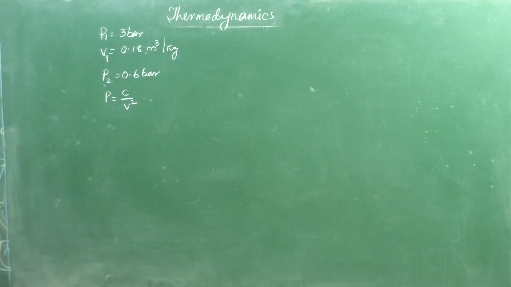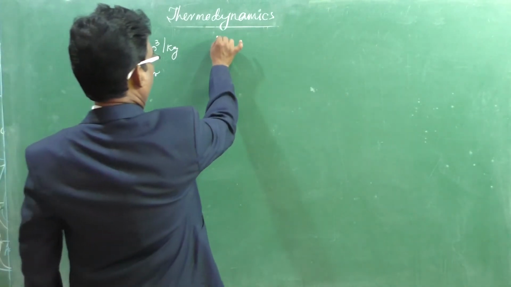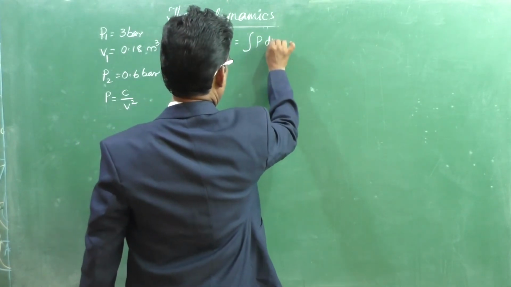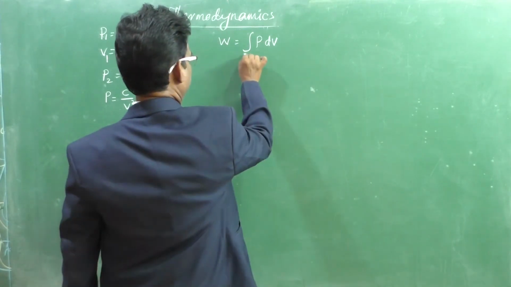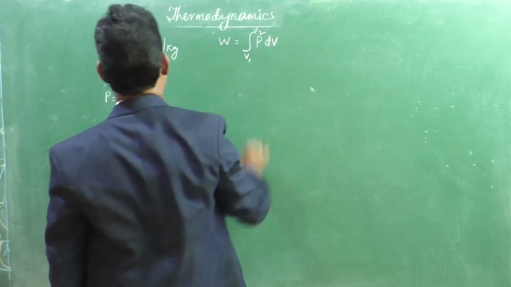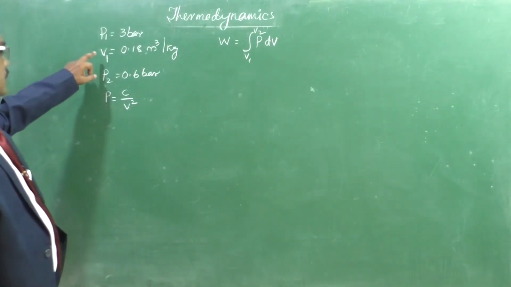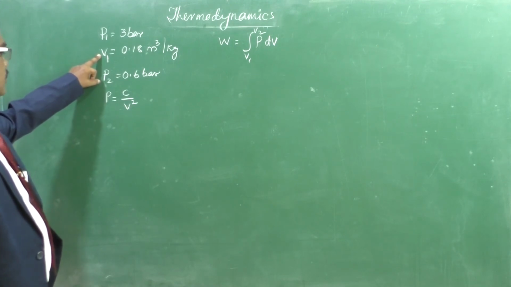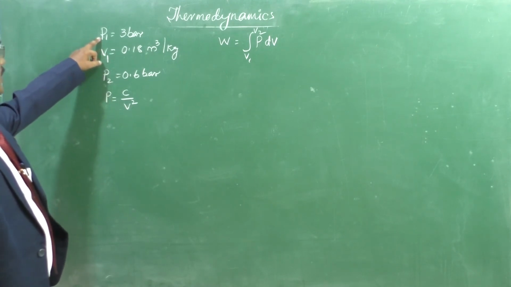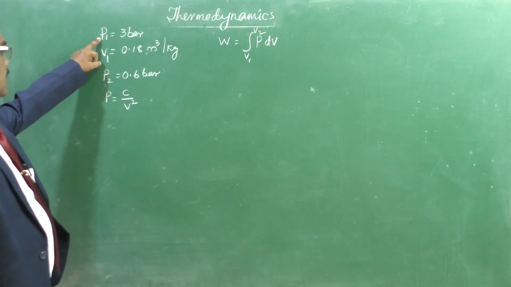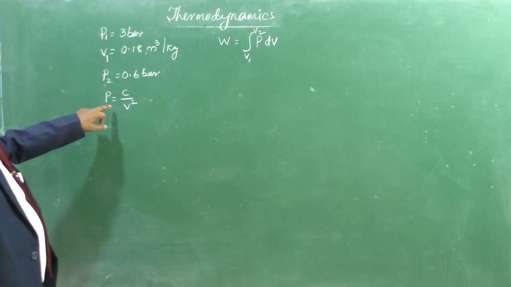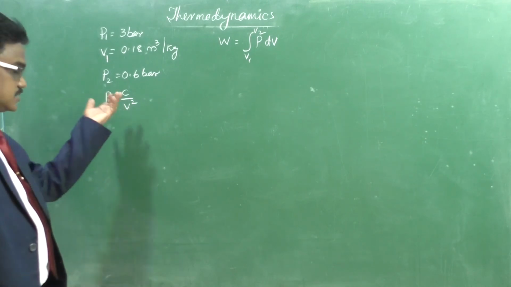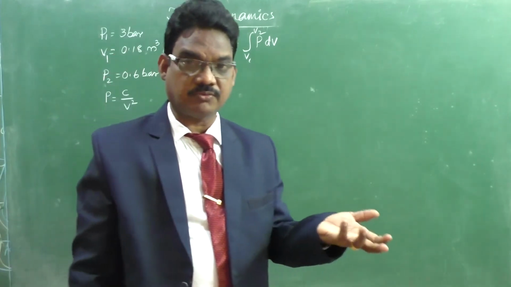Now W equal to integral P dV, we know within the limits of V1 and V2. V1 is given in the problem, and V2 is not given. Next, P1 is given in the problem. And the equation P equal to C by V square, that is also given. But C is not given. See how we can find.